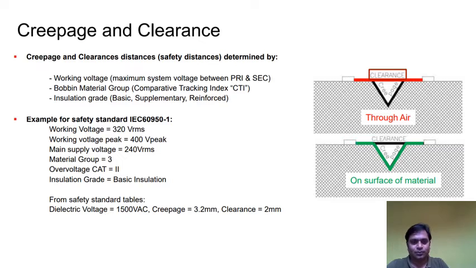An example of safety standards according to IEC 60950: working voltage is 320 volt RMS, working voltage peak is 400 volt, main supply voltage is 240 volt RMS, material group is 3, overvoltage category is 2, and insulation grade is basic insulation. From the safety standards, dielectric voltage will be 1500 volt AC, creepage 3.2 mm and clearance 2 mm. With these inputs we can easily calculate the creepage and clearance distance by referring to these standards, and some manufacturers even provide calculators where we can input these parameters and calculate the creepage and clearance requirement.